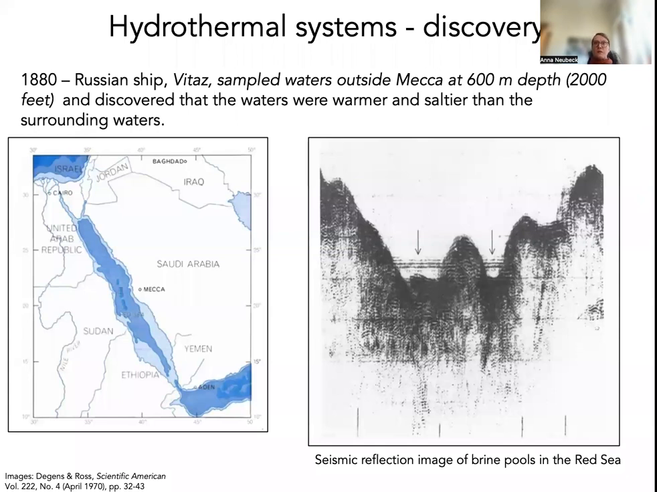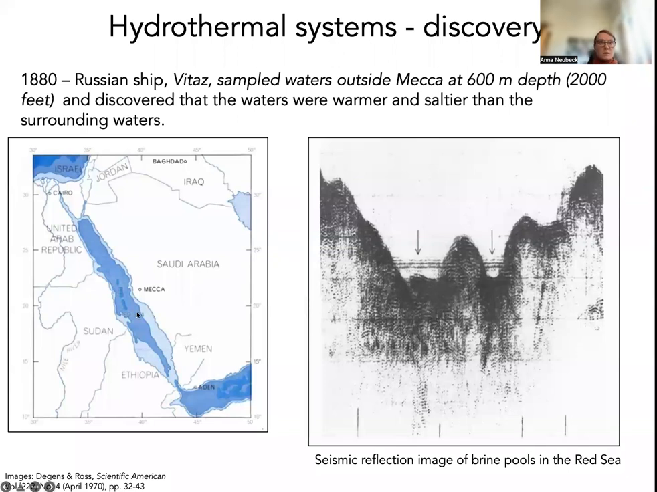But before I talk about life in hydrothermal vent systems, I was going to talk about the history of hydrothermal vent discovery, because it's a fantastic story of scientific discoveries. So in 1880, the Russian ship Vitiaz was sampling the waters outside Mecca in the Red Sea. And they took water samples from 600 meters depth, which is approximately 2,000 feet. And they discovered that these waters were warmer and saltier than the surrounding waters. And they had no idea why this was.